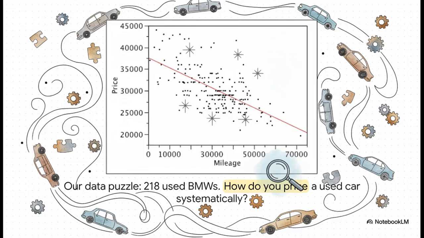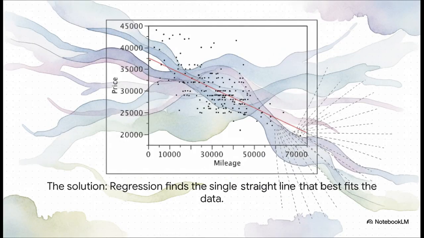Let's get back to our data puzzle. We've got these 218 cars, and every single one is a dot that represents a specific price and a specific mileage. This is a classic business problem, right? How do you price a used car? You can't just guess. You need a system. And here it is. This is the solution in action.